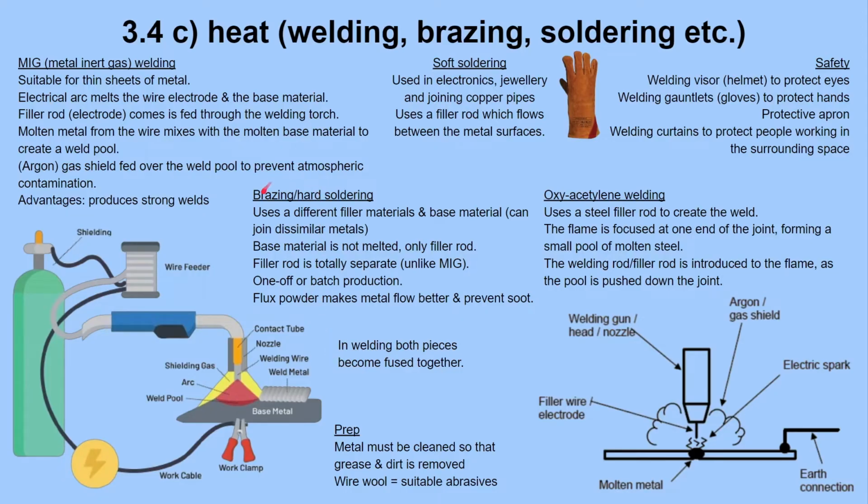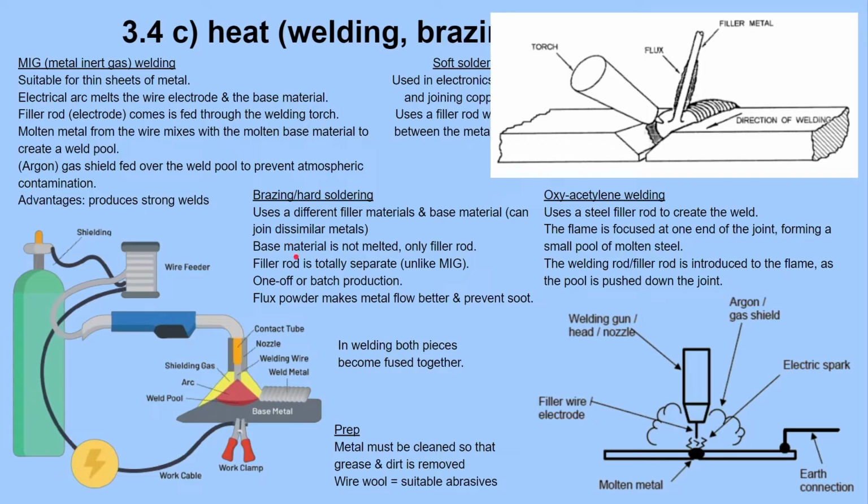However, with soldering, or brazing or hard soldering, same thing, just different names, it uses a different filler material and base material, so it can join dissimilar metals. The base material is not melted, only the filler rod. So the filler rod is a different material, unlike MIG welding. It's used often in one-off or batch production, not really mass production.